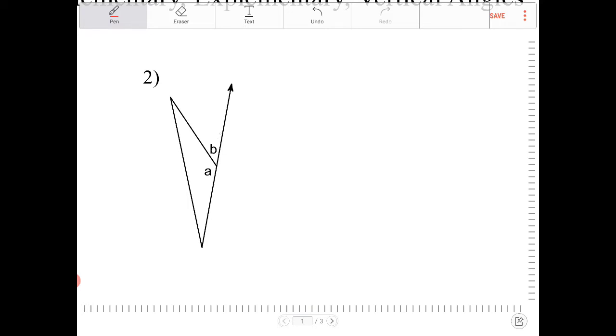So let's take a look at this one right now. I know angle A and B are part of a straight line. These are a pair of angles that are forming a straight line. So this is a linear pair. And a linear pair are supplementary.